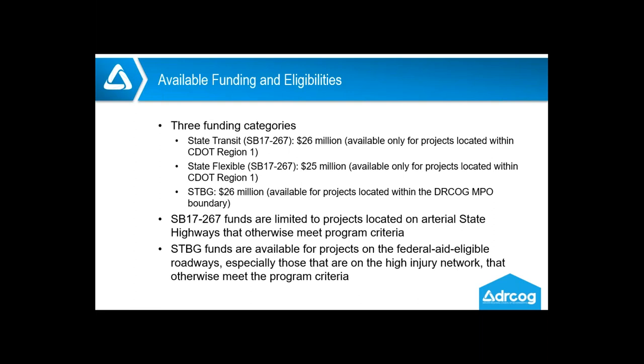We will, as part of the application program, have a lot of resources available to potential applicants, including maps of the high injury network, those critical corridors, as well as the federal aid eligible system and lots of other resources. So that information will all be available at the time of application. We're bringing this process forward to try to meet the spending requirements of Senate Bill 267 funds.